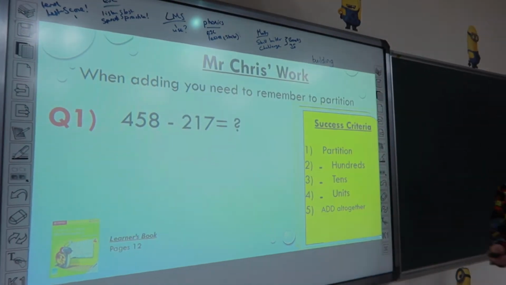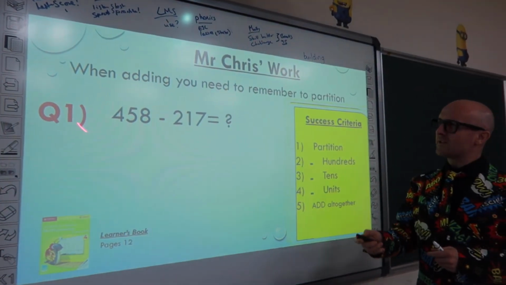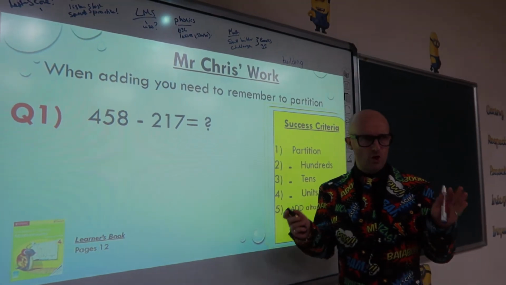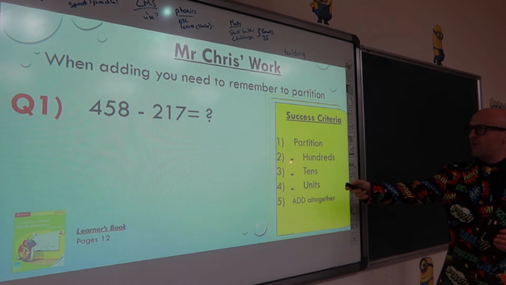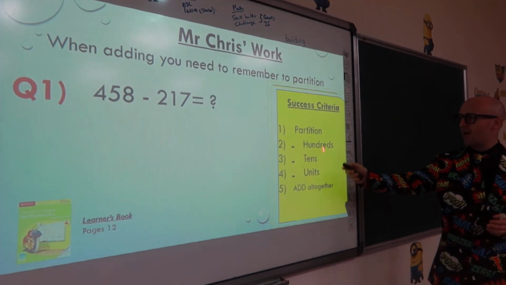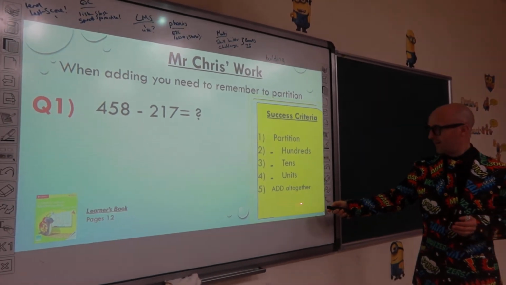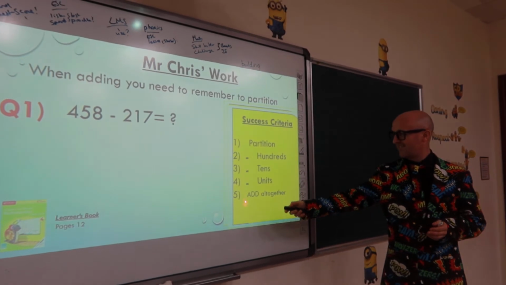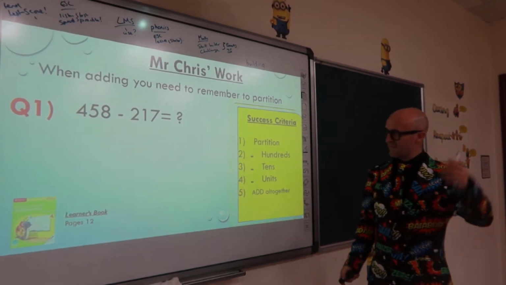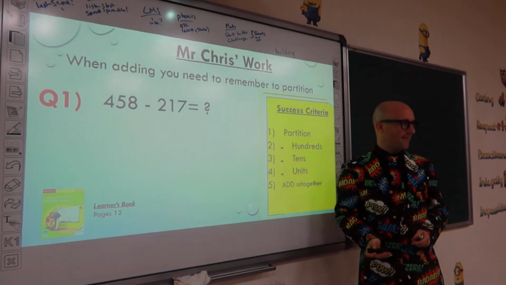So, the first question: 458 minus 217. I would say this is a bit of an easy question. We'll go through it. Again, success criteria: you've got to partition the numbers, minus the hundreds, minus the tens, minus the units, and then what do we do together? Louder. Kapow. Right, so we need to partition 458.